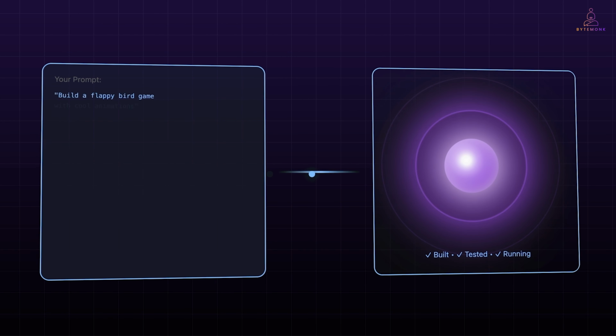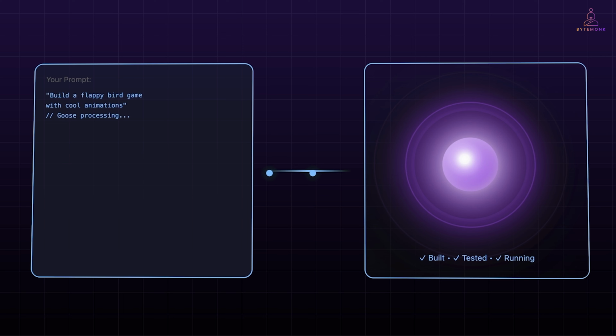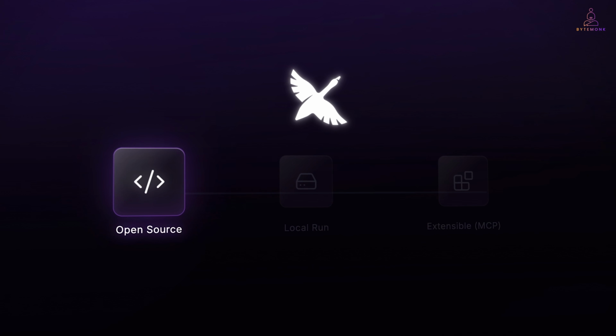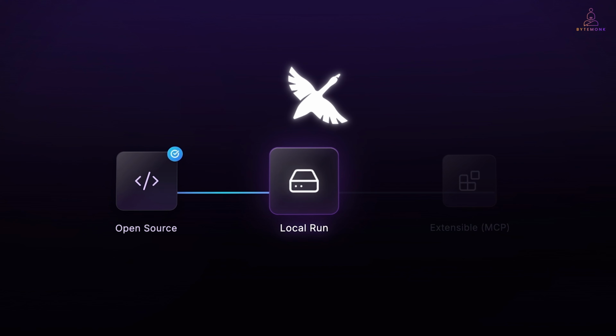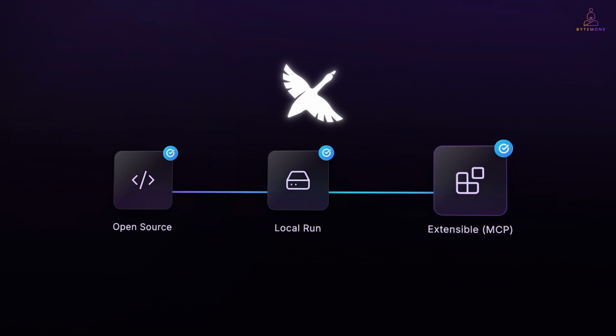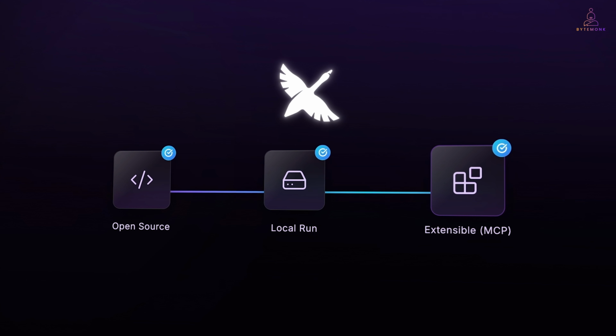And that's Goose. We went from a simple one-sentence prompt to a fully playable game with polished animations and physics. Goose is open source, so you can audit and modify it. It runs locally, so your code stays on your machine. And it's extensible through MCP servers, so you can connect it to any tool or service you need.